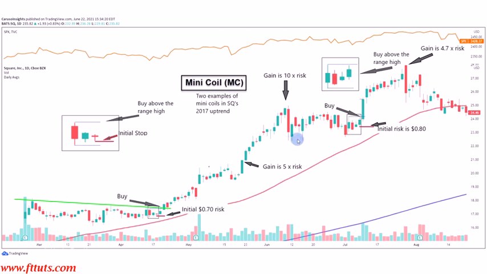And as you can see here, after a substantial amount of consolidation, you actually formed another beautiful mini coil right at the end of that pattern. And we broke out of that pattern with strong volume, with an initial risk of just 80 cents. And very quickly, you were almost at 5 times your risk once again with your new add-on point. So you'll see how so many times this pattern keeps coming up, and it's really an effective way to find a short-term entry within a longer-term setup.